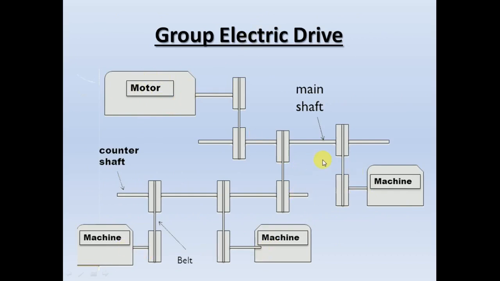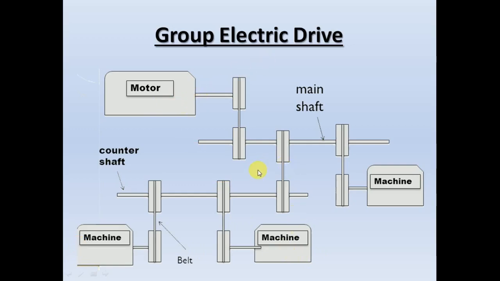Such a system is achieved by using numerous shafts and bearings which are interconnected with the help of belts or gears. The main advantage of this group electric drive is that with the help of a single motor, numerous machines can be driven. So while considering the diversity factor of these loads, the rating of the motor chosen can be small. There is also another added benefit of this group electric drive.